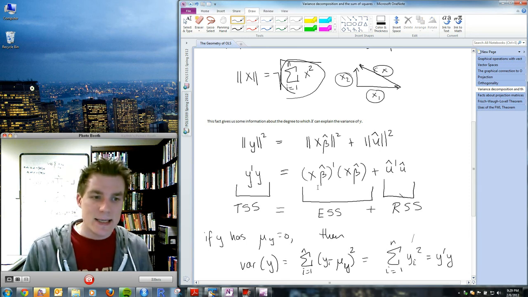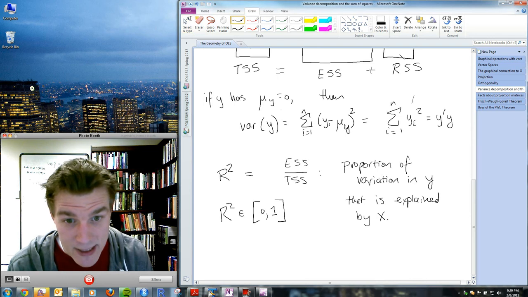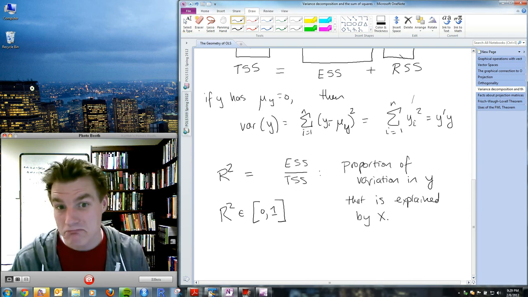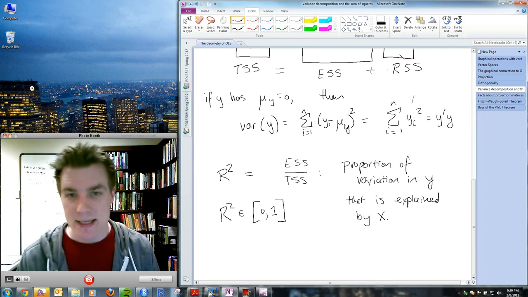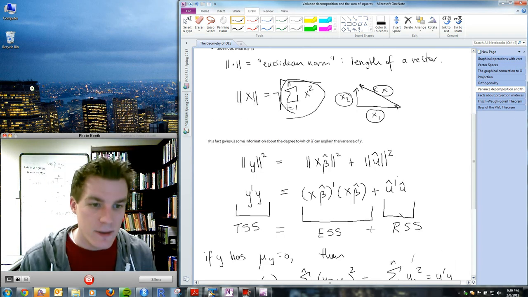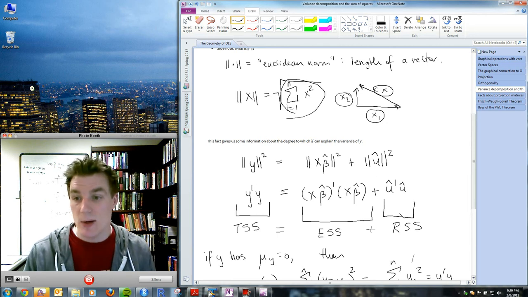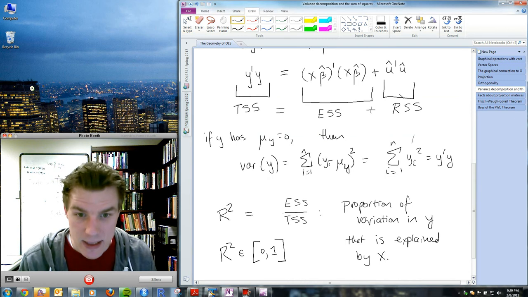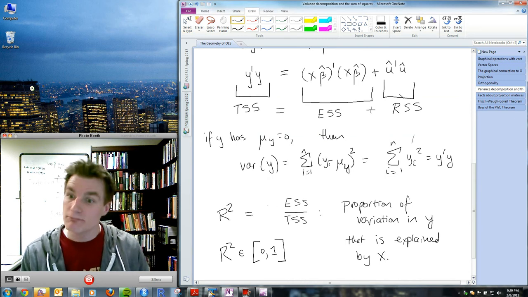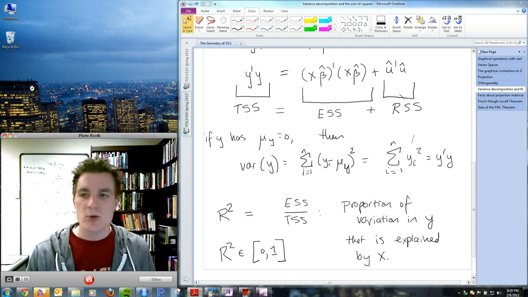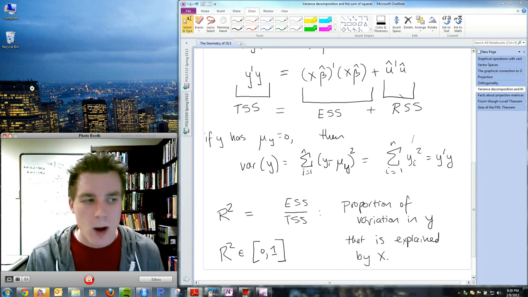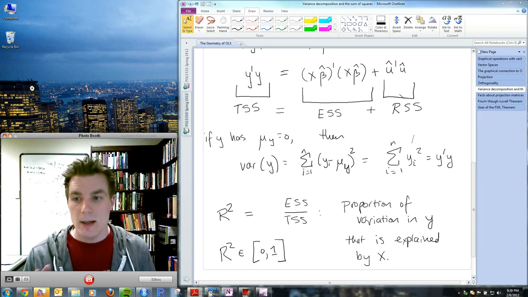So ESS divided by the largest that ESS can get, which is TSS, means the largest it can get is 1. The smallest it can get is 0 for the exact same reason. If this were less than 0, that's just not possible because a sum of squares is not less than 0. So the smallest r squared can get is 0. So we've got a nice summary statistic telling us, in short, how much we can explain the variability in y by a linear projection of x.